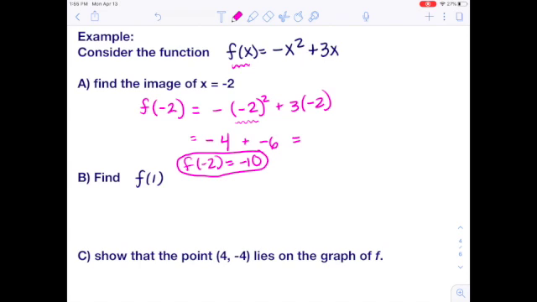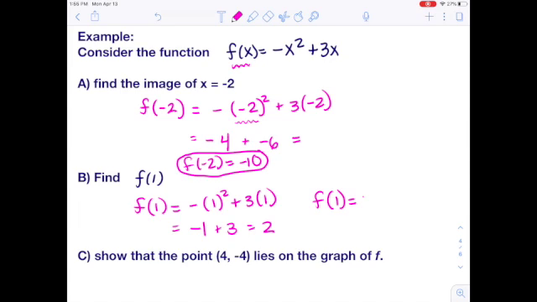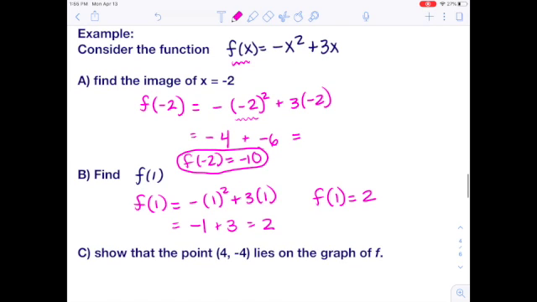And just another quick little one, we've got f of 1. So f at 1 is equal to negative multiplied by 1 squared plus 3 times 1. Simplify it down. Again, order of operations, you have to do 1 squared, which is 1, multiplied by the negative. So that would be a negative 1 plus 3 gives you positive 2. So f of 1 is equal to positive 2.